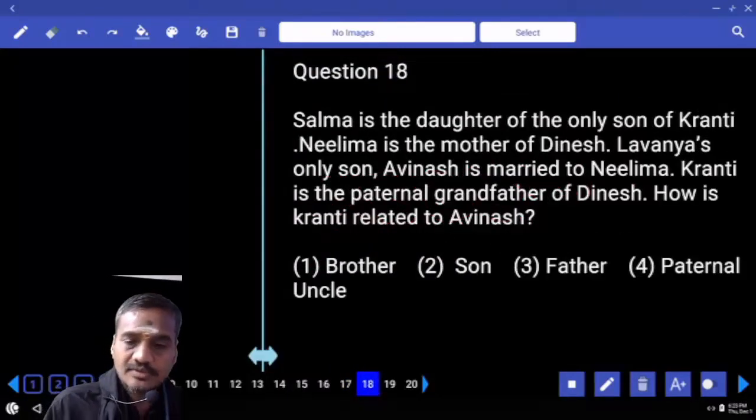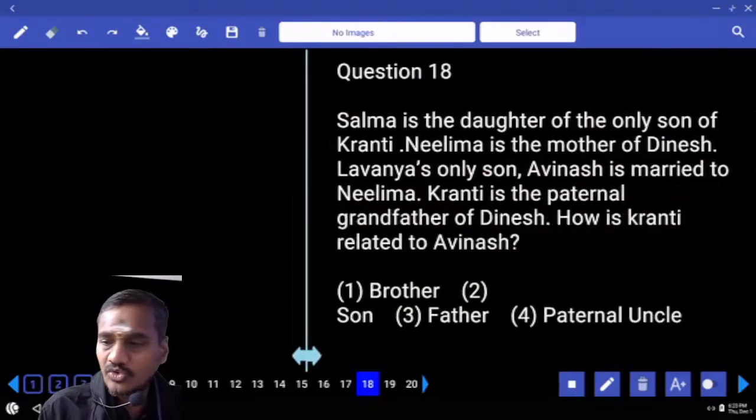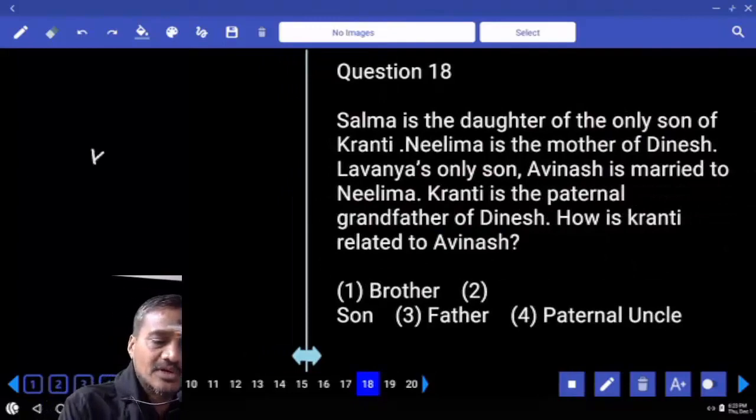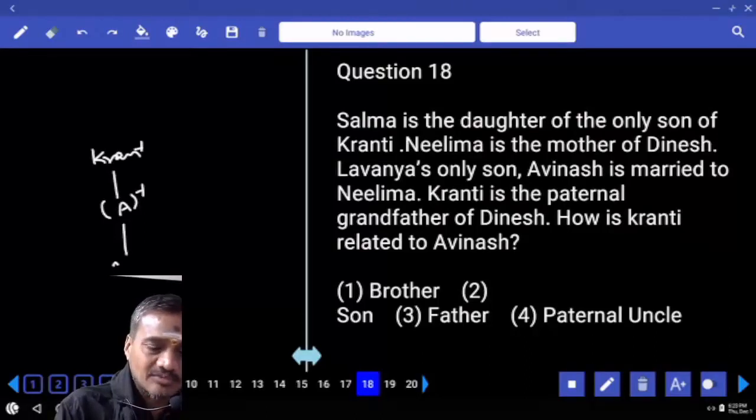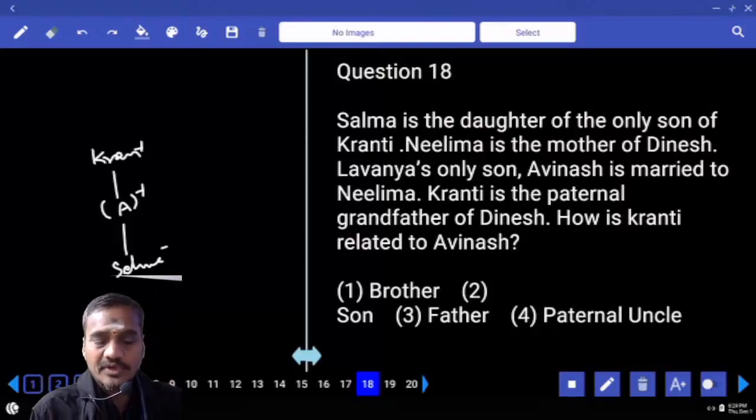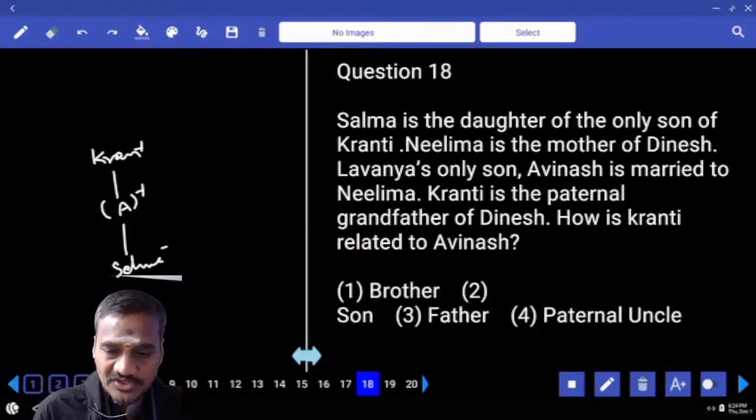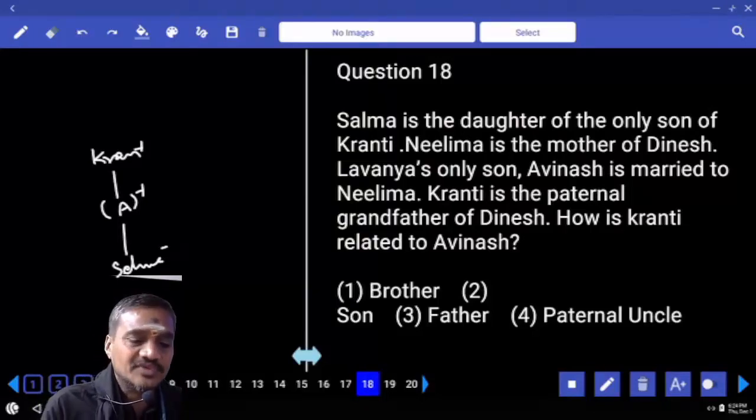Then the 18th one. Salma is the daughter of the only son of Kranti. Kranti has only one son, and that son's daughter is Salma. Neelma is the mother of Dinesh. Lavanya's only son Avinash is married to Neelma. Kranti is the paternal grandfather of Dinesh.